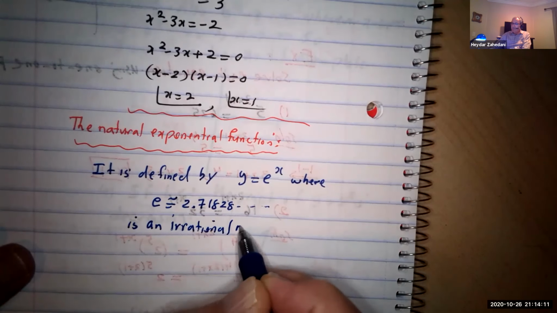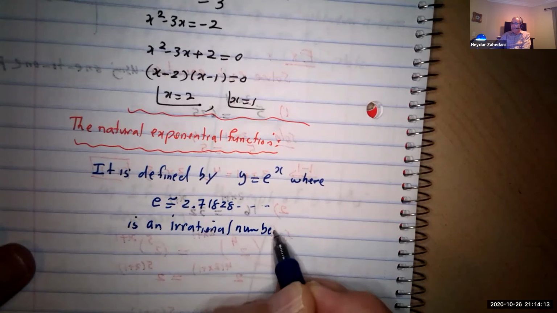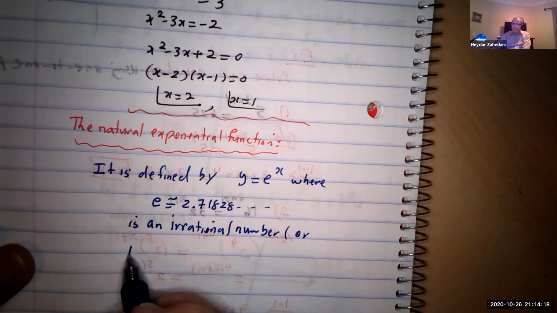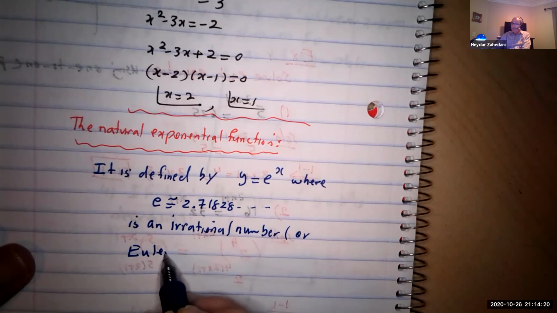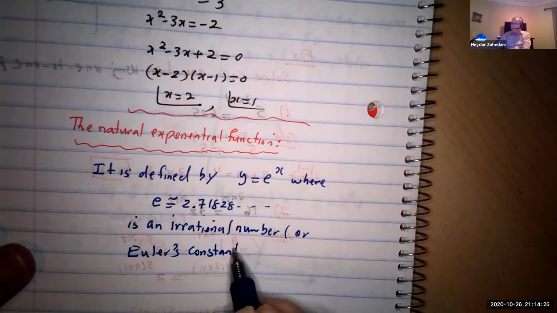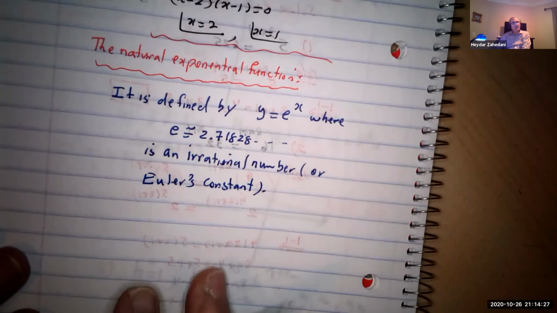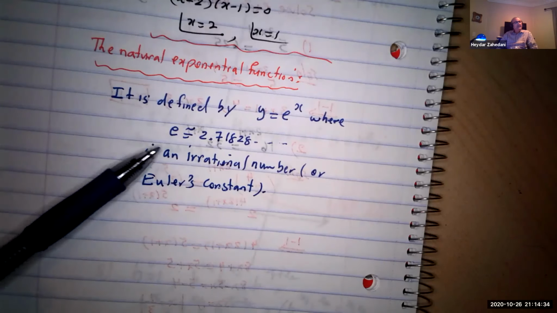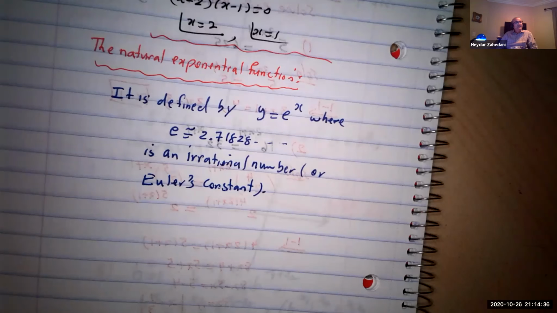Some people call it Euler's constant, after Euler, the Swiss mathematician. And wrongly they say it's Euler's constant because it starts with the letter E. That has nothing to do with it. That e existed even before Euler. But Euler did quite a lot of work on it, so that's why we call it Euler's constant.